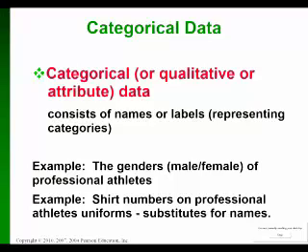All right, so that's the two biggies, categorical or qualitative, and then quantitative. We're going to talk about subtypes for the quantitative, different kinds of quantitative data, specifically discrete and continuous.